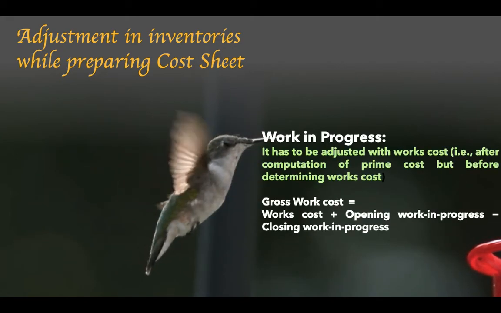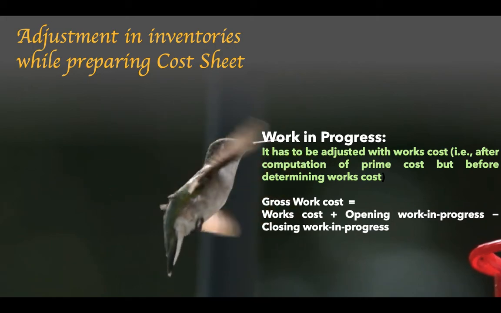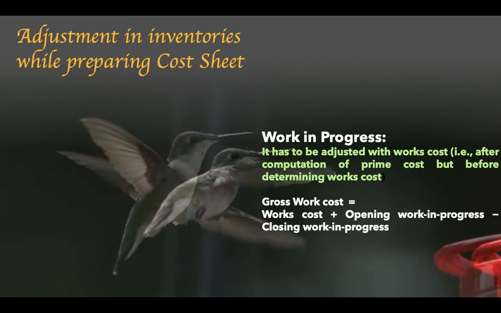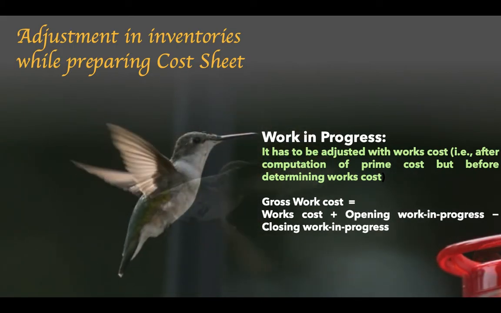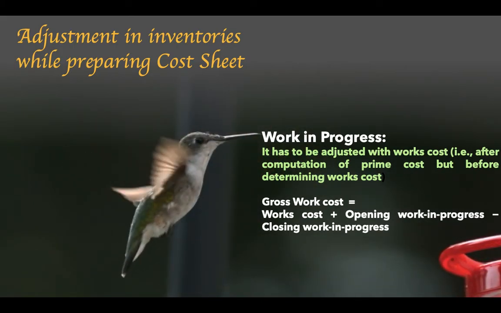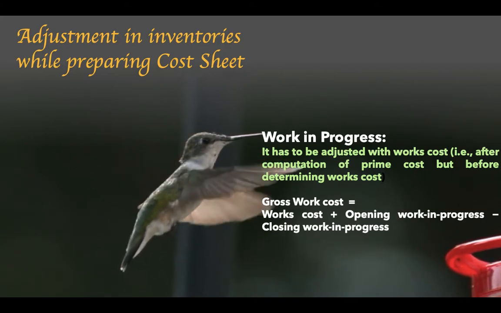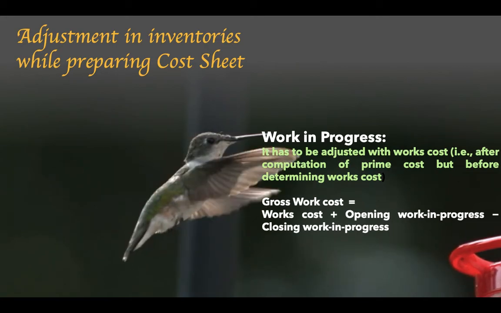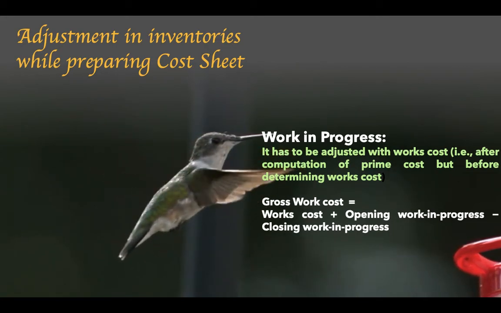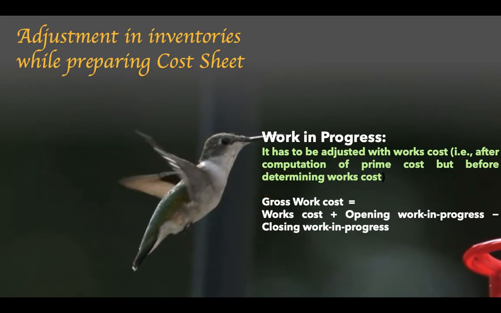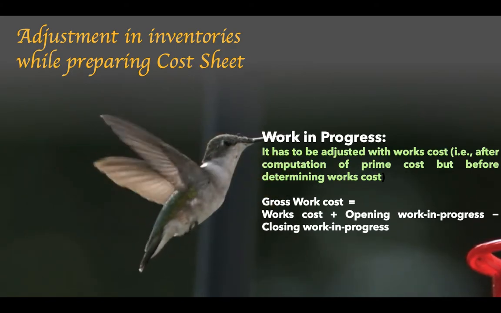And the next one is about work in progress. Work in progress has to be adjusted with the works cost, that is, after the computation of the prime cost but before determining the works cost. So gross works cost is equal to works cost plus opening work in progress minus closing work in progress.